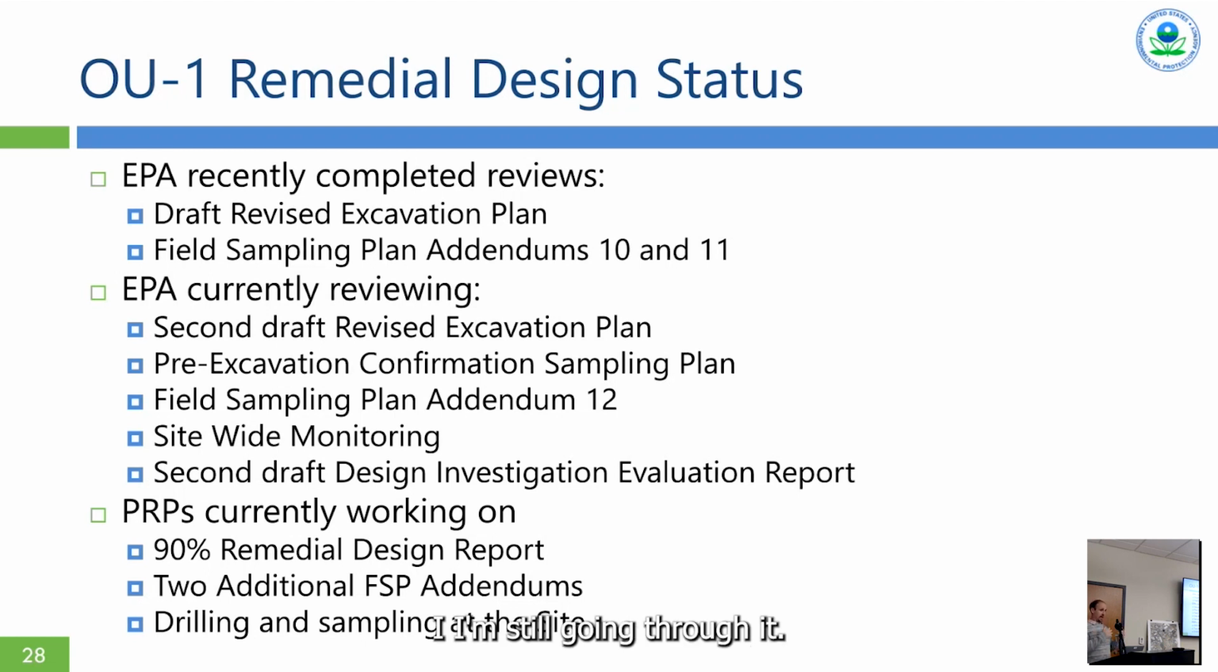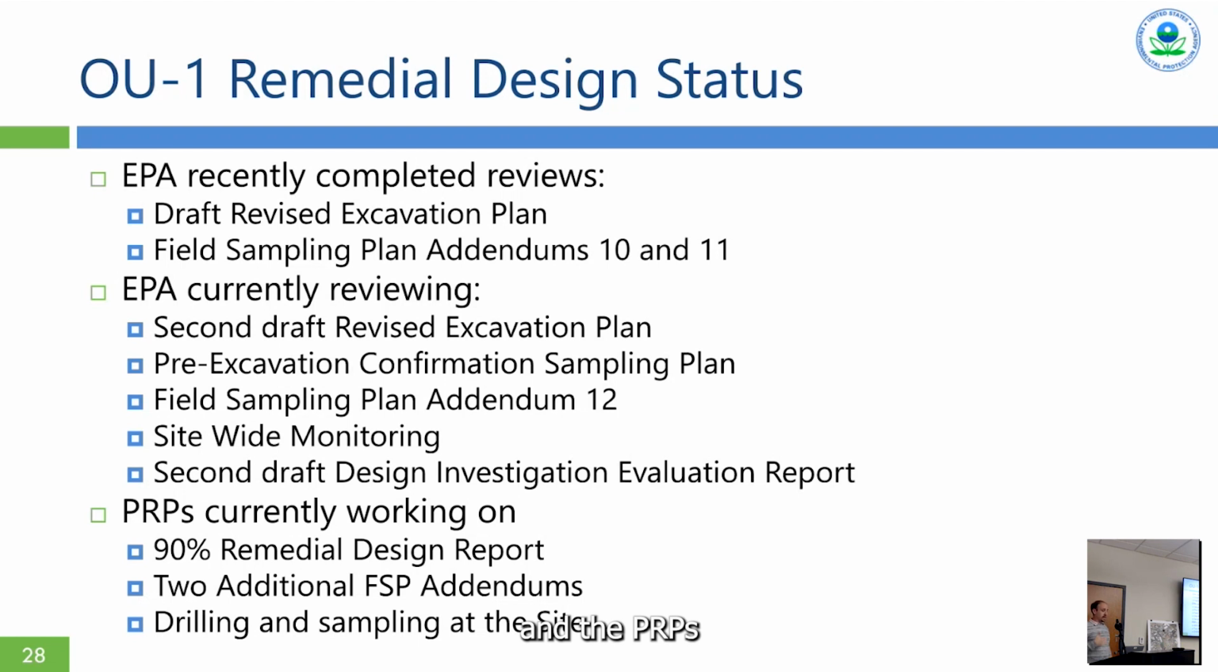I'm still going through it. I don't think we will have significant comments on this revised draft, but it is no longer critical path, which is why it's in my second level of priority. We need to get that one buttoned up and done, but it's not impacting the progression of the design.